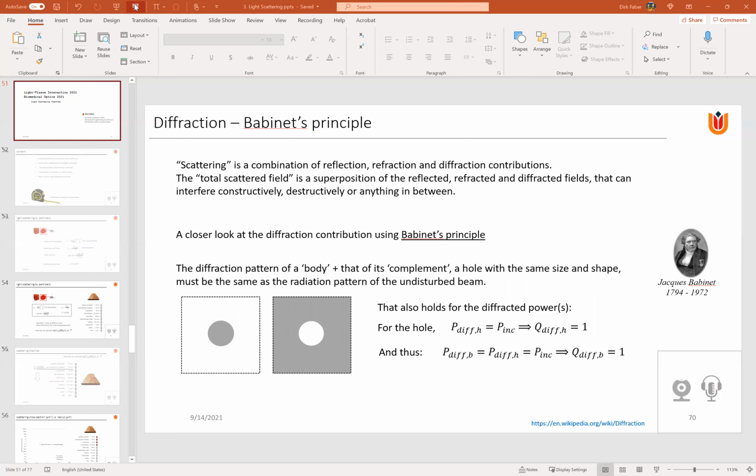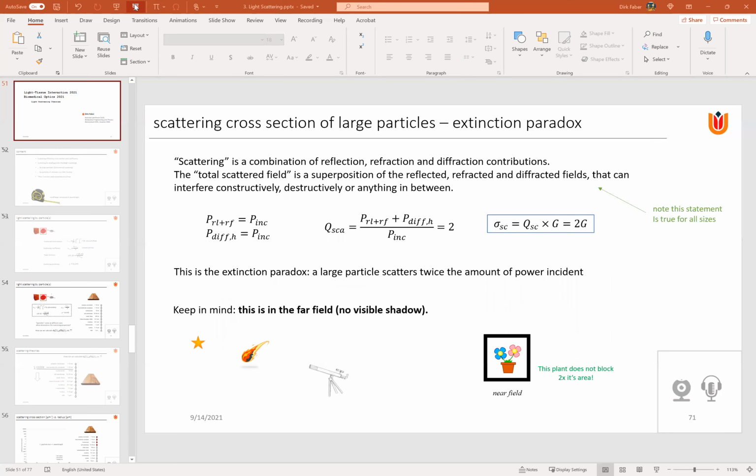But let's say this is at least the general idea that if a screen with a hole of a given cross section produces a diffraction pattern, then a similarly sized particle will produce the same diffraction pattern. So that will cause the same removal of light from the beam as that particle. And of course, that is also going to be proportional just to the geometrical cross section. So that is going to add another efficiency factor of 1 to the problem.